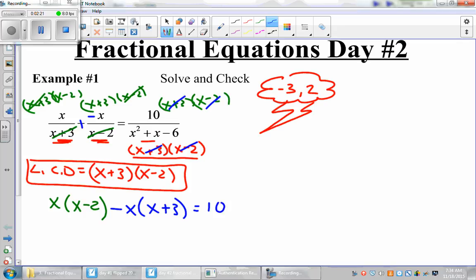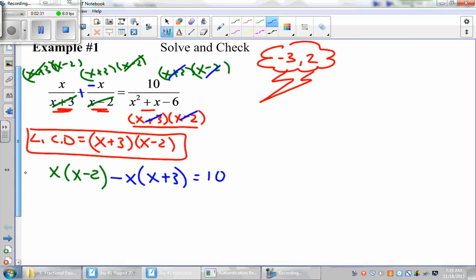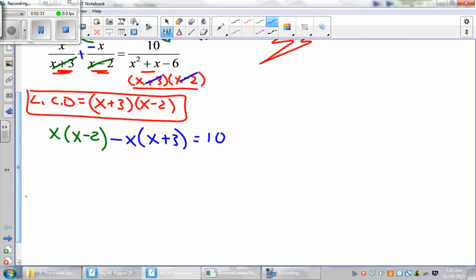So again, what did I do? I multiplied every fraction. If there's 2 fractions, 3 fractions, 10 fractions, multiply them all by the common denominator. Now we just have to clean it up. We're going to distribute, so x squared minus 2x minus x squared minus 3x equals 10.